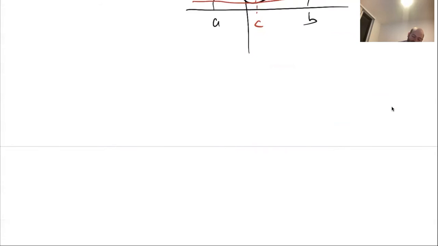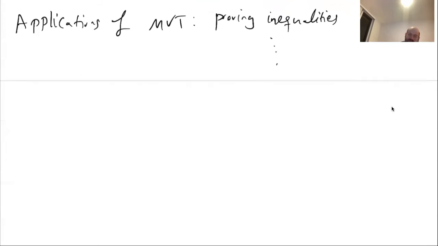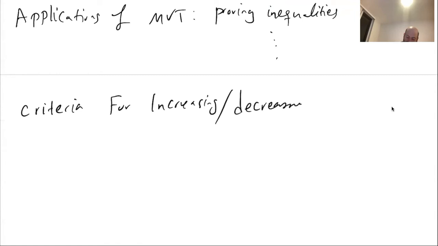Okay, so we also saw some applications of MVT. For example, we saw how to prove inequalities, and other applications. Maybe the most important application was the criteria for increasing and decreasing functions, and also the constant difference theorem.